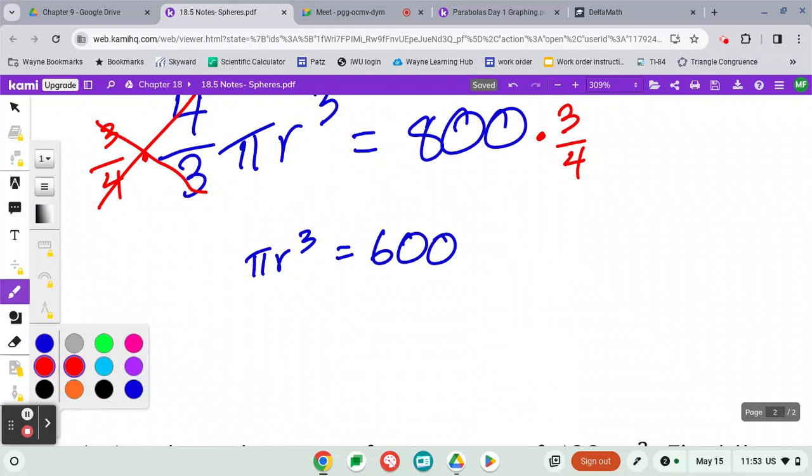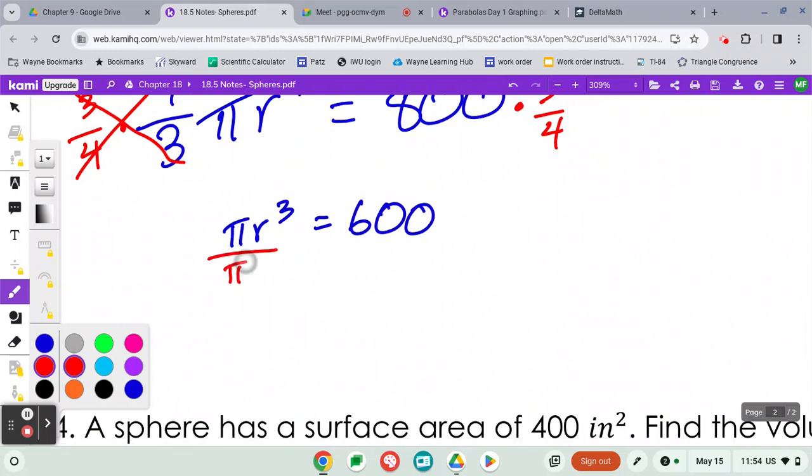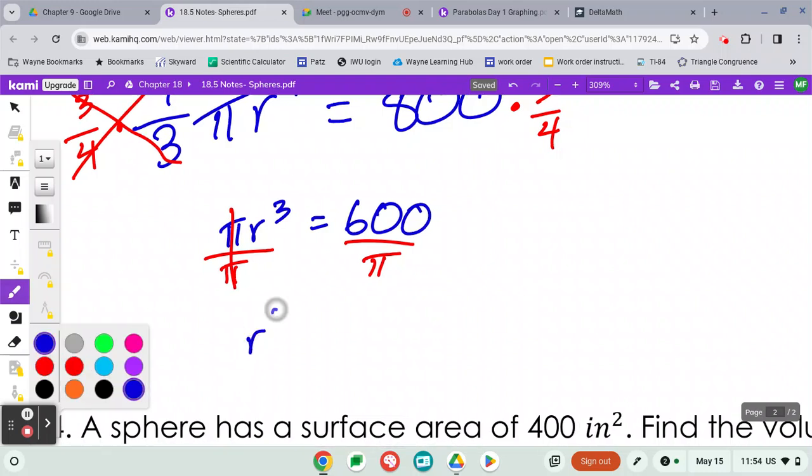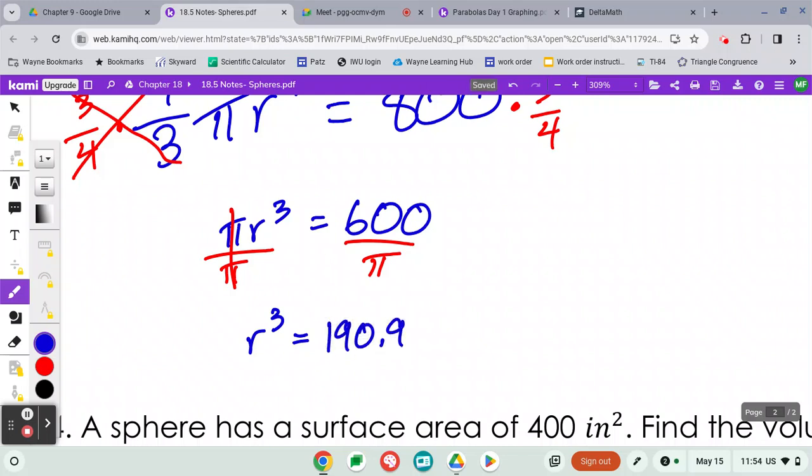There's really only one good option now. Divide by? 3.1. Well, yeah, so I'll divide by pi. And that'll cancel, divide by pi. Use the pi button on your calculator so we're more precise. And at that point, we'll see r to the third equals what? 190.98. Yeah, I think if we round, it goes to 0.99. Right? Okay, good.